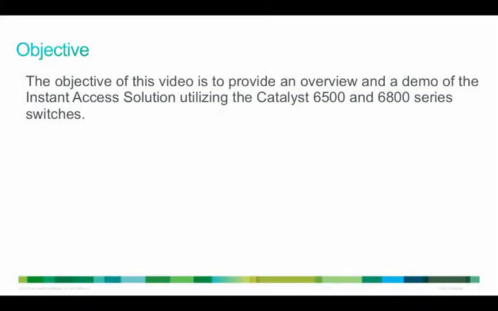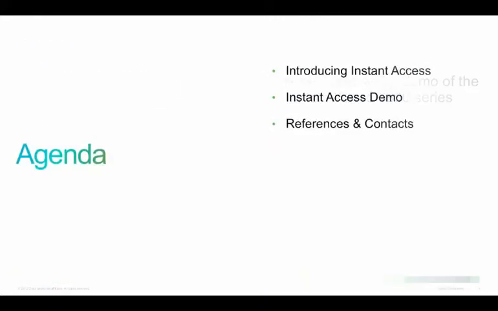The objective of this video is to provide an overview and a demo of the Instant Access solution utilizing the Catalyst 6500 and 6800 series switches. This video covers a basic introduction to Instant Access, a demo showing the configuration specifics, and further links and contacts to obtain more information and details about the Cisco Catalyst Instant Access solution.